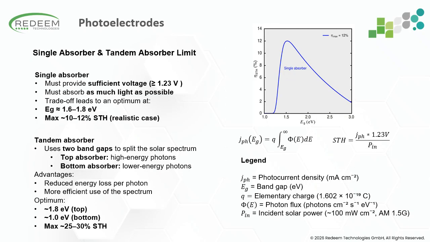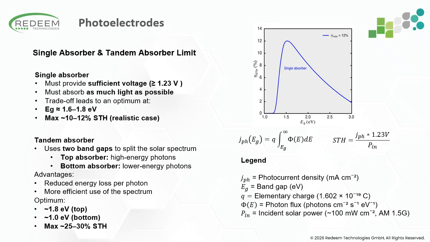So before we look at individual materials, it's important to understand the theoretical limits of photoelectrodes. For example, for single absorbers, there's always a trade-off. A small band gap allows the material to absorb more sunlight, but it doesn't generate enough voltage for water splitting. A larger band gap provides more voltage but absorbs a smaller fraction of the solar spectrum. As a result, there is an optimum, around 1.6 to 1.8 electron volts, giving a practical maximum STH efficiency of roughly 10 to 12%, as shown in this graph here on the right side.